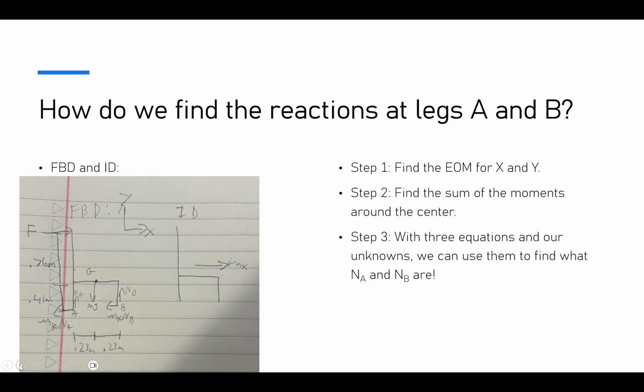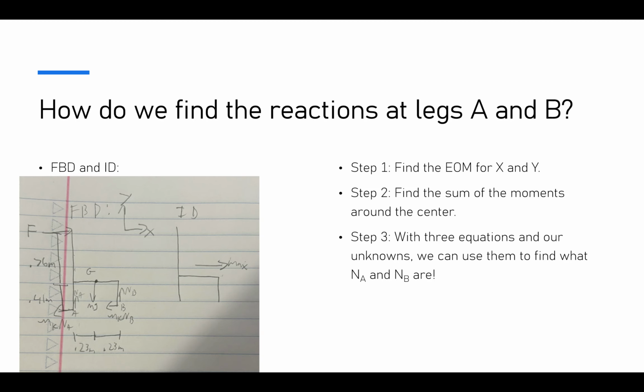So, how do we find the reactions at legs A and B? So here we have our free body diagram, which has all of the forces and what distances they are located at in relation to the center of gravity G. And we also have the inertia diagram, showing that the chair is only moving in the x direction. And so, how do we find the reactions at legs A and B?